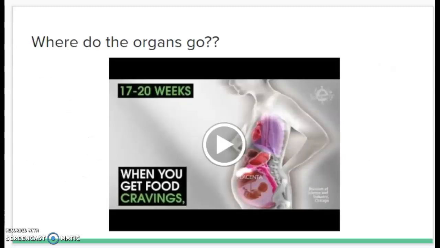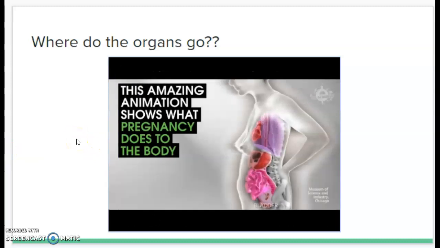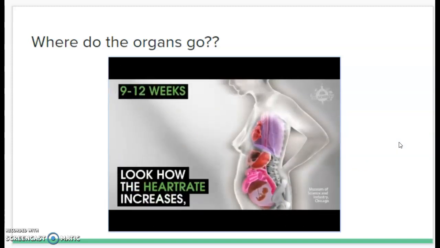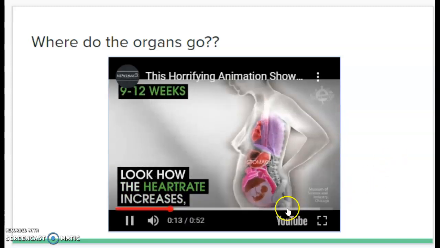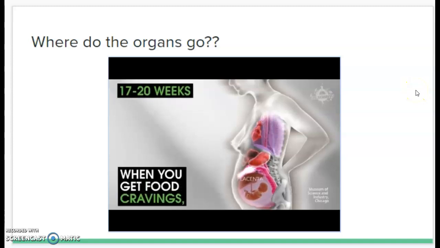Right? So a lot of students tend to ask, like, where do the organs go? So obviously the female body has to make room for the developing fetus. So the organs kind of get misplaced. So here's like a time lapse of what happens inside the female during pregnancy. So you kind of see everything start to get pushed up.